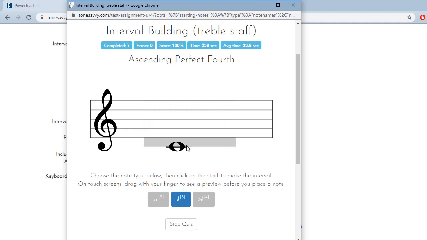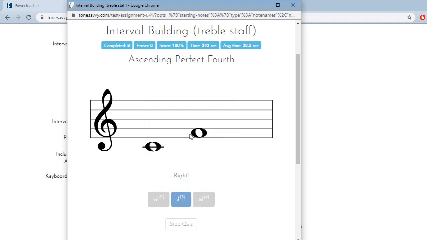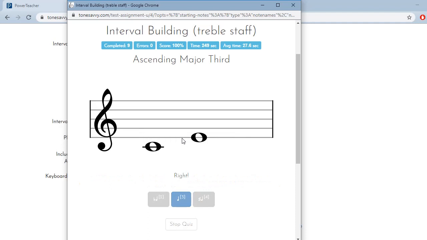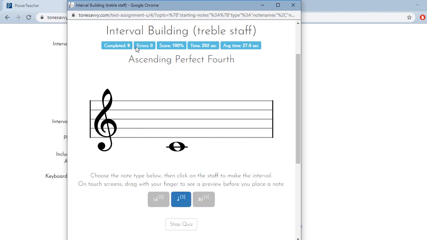A perfect fourth above C, we have 1, 2, 3, 4, that is F. An ascending major third, we have 1, 2, 3, and it's going to be natural, that is E. And here we go. This is going to be the 10th question I answer. An ascending perfect fourth, we just did this. 1, 2, 3, 4.